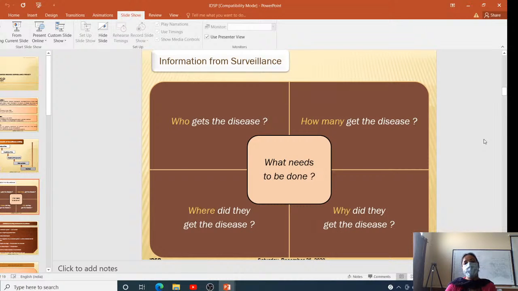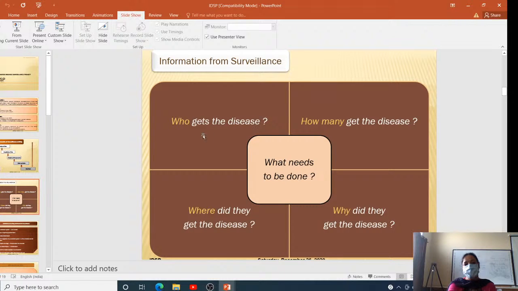Now, what information are we getting from surveillance? Basically it is the epidemiological information. So we try to answer these questions. Who gets the disease? How many people got the disease? Where did they get the disease? Why did they get the disease? So when we get our answers to these questions, under who, we describe the population. Under how many people, we describe the numbers, and we can also describe these numbers by ages and genders, by occupational groups, by physical activity groups, and so many things.